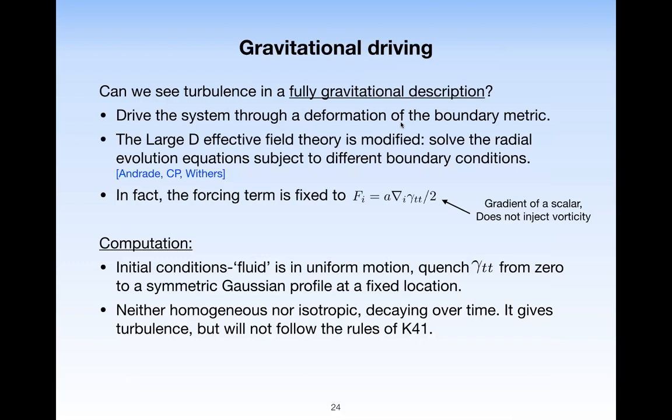And this is what I'll show you on the next slide. So here we choose to drive the system using a deformation of the boundary metric. And in fact, we will be using the asymptotic value of g_tt, okay? But now you have changed your boundary condition problem in AdS, so you have to go back to the procedure that I showed for deriving the large D effective theory, and you have to repeat that process, okay?